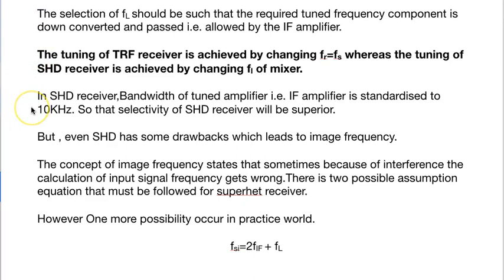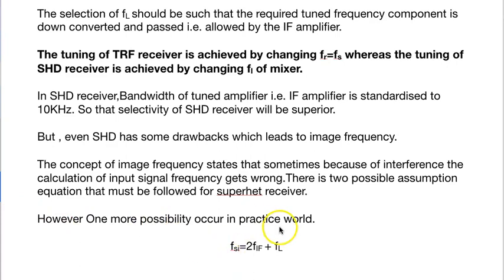Further, in the superheterodyne receiver, the bandwidth of the tuned IF amplifier is standardized to 10 kHz so that the selectivity of the superheterodyne receiver will be superior. But even the superheterodyne receiver has some drawback which leads to image frequency. The concept of image frequency states that sometimes because of interference, the calculation of the input signal frequency gets wrong. There are two possible assumption equations that must be followed for a superhet receiver.